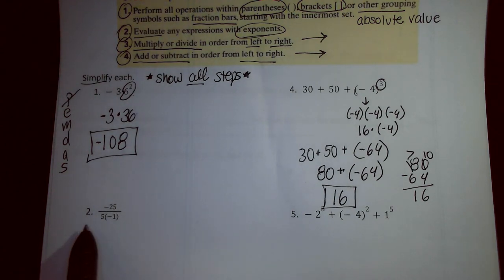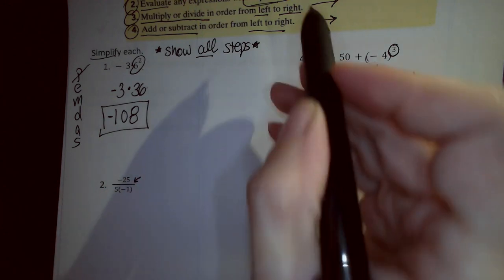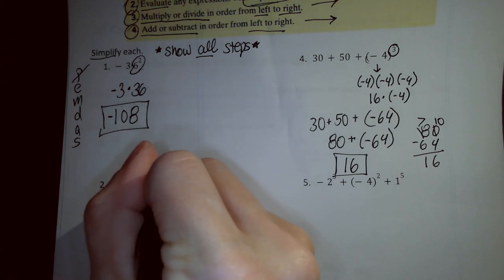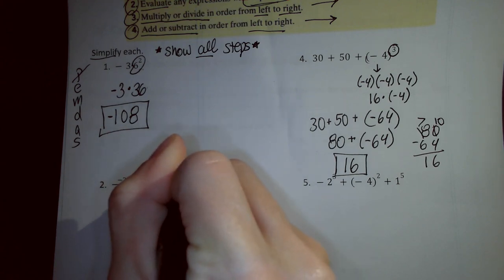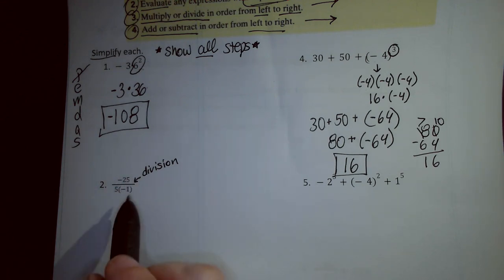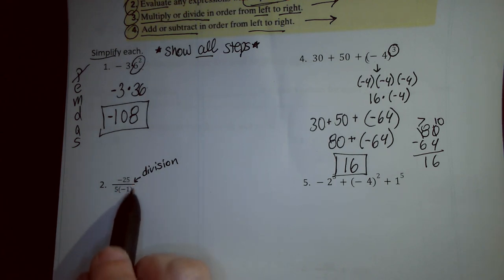Now, number 2, negative 25 over 5 times negative 1. Well, remember, first of all, this fraction bar counts as one of our grouping symbols, our first step, our P in PEMDAS. So we're going to do that first because that fraction bar is really telling us to divide. Now, I can't divide though until I have two numbers. So I have to simplify both sides of the fraction before I can do any division.